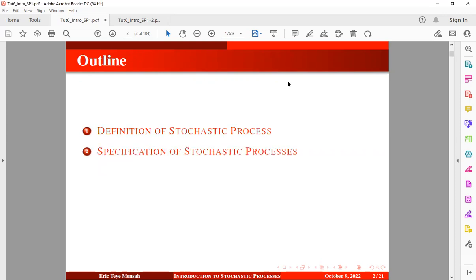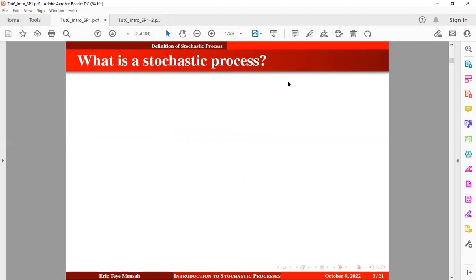Also, you should be able to identify the specification of stochastic processes. Thirdly, you should be able to identify some classification of stochastic processes. And finally, you should be able to solve some examples, okay? So let's begin with the first session on definition of stochastic process.